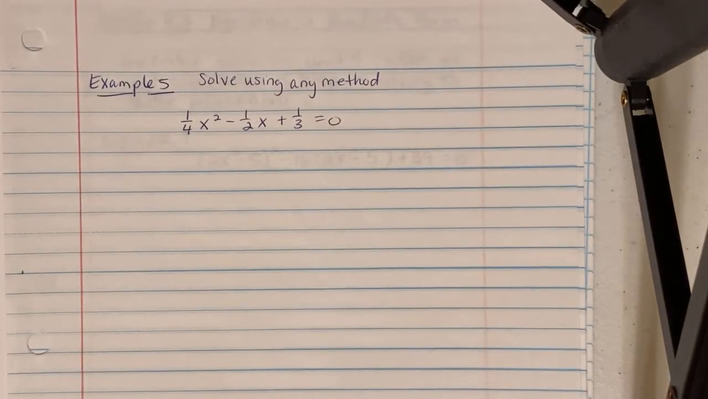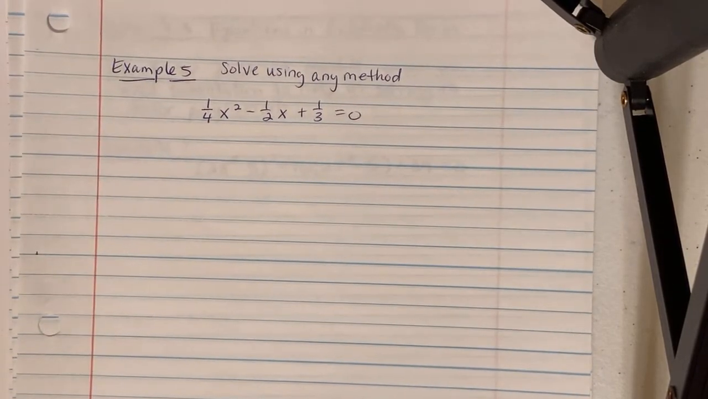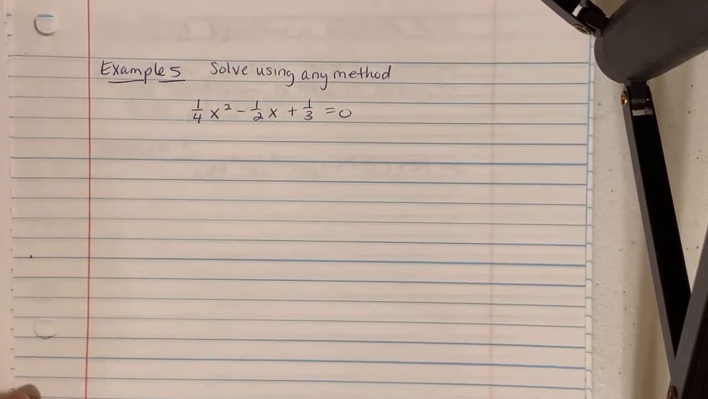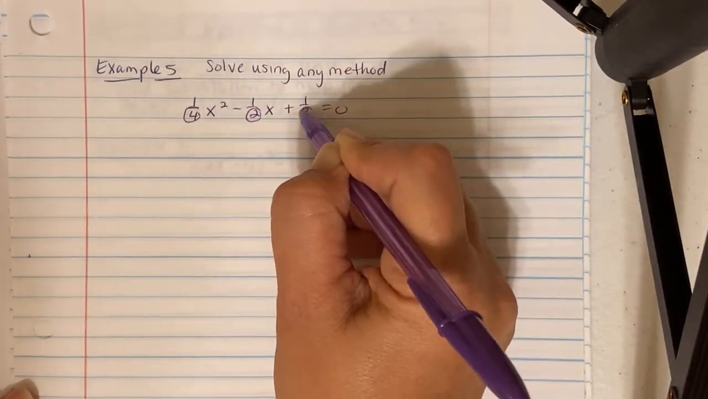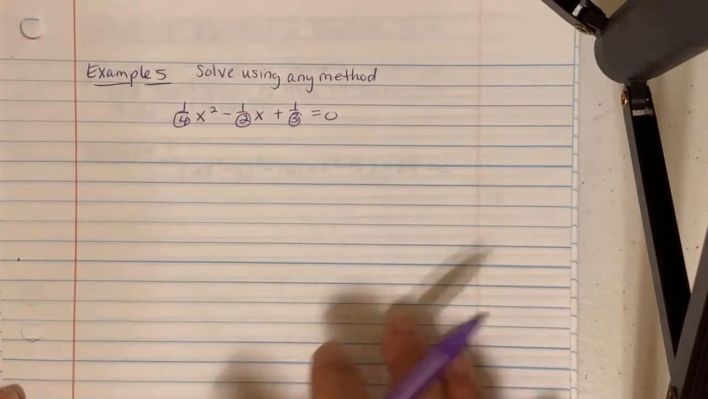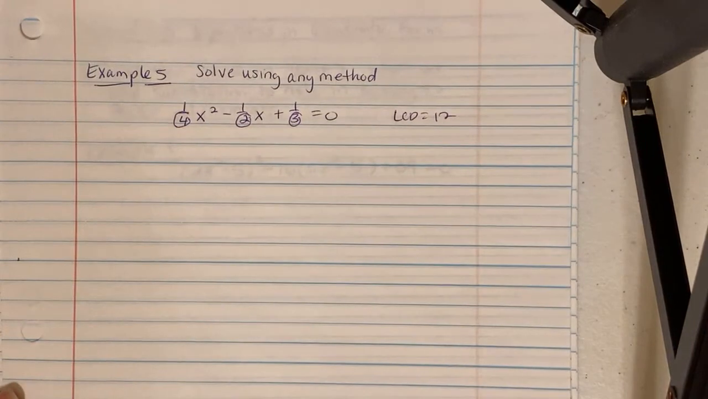So for our last example, it says solve using any method. And of course, I was going to pick a fraction problem. So it says 1/4 x squared minus 1/2 x plus 1/3 equal to 0. Remember, if you don't like working with fractions, get rid of them. First thing you want to do is look at your denominator. So I see a 4, a 2, and a 3. And I look for an LCD. The LCD in this instance is 12 because 4, 2, and 3 all go into the number 12.